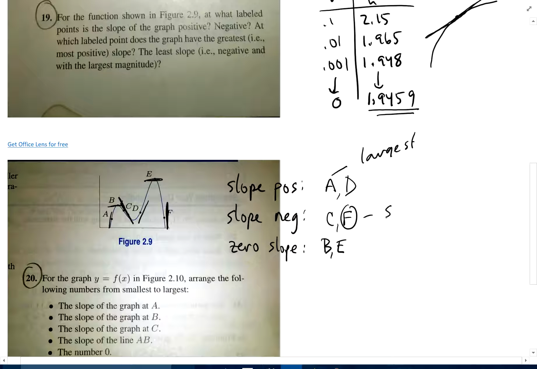Sorry about that. E or F would be the largest negative slope. Okay, there you go.